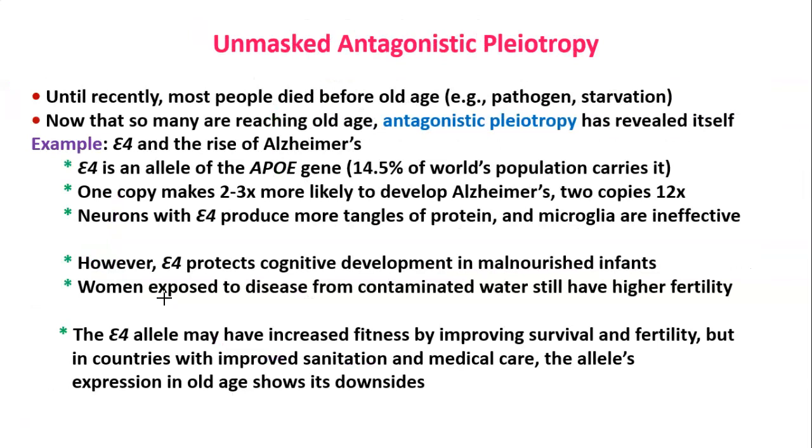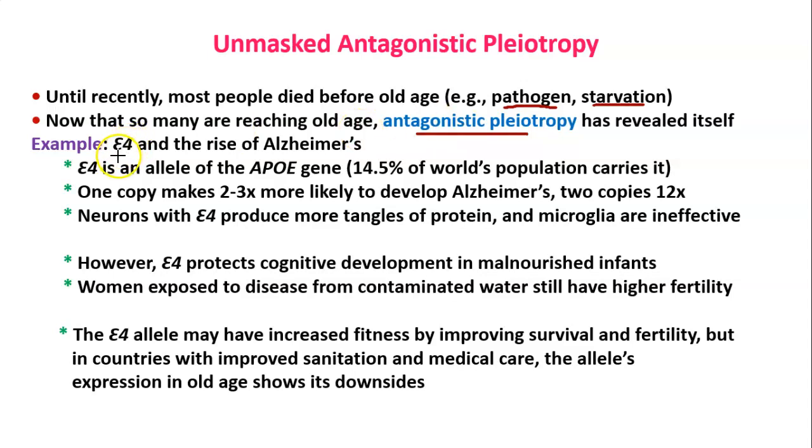So yes, until recently, most people died before they reached old age. Lifespans 200 years ago, you'd be lucky if you lived past the age of 40. And things like pathogens, bacteria, viruses, starvation would have been likely to kill you. Now that so many people are reaching an old age, with life expectancy being close to 80 years, we now see, we couldn't see this in the recent past, that antagonistic pleiotropy has revealed itself, and antagonistic pleiotropy is the likely explanation for several of our diseases associated with aging, older age.